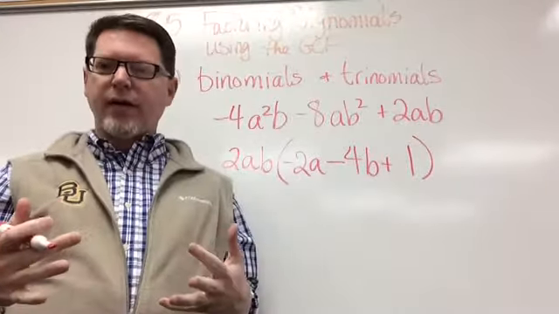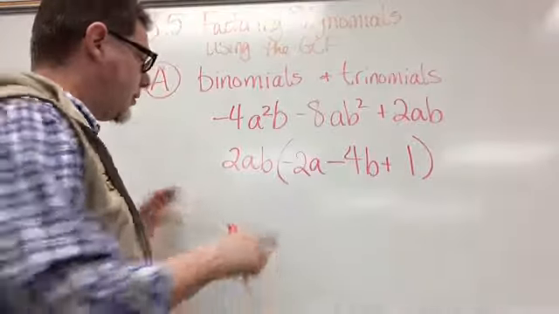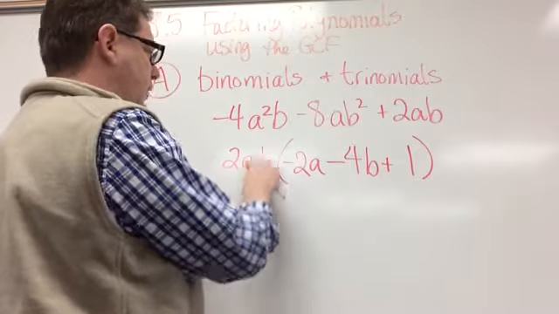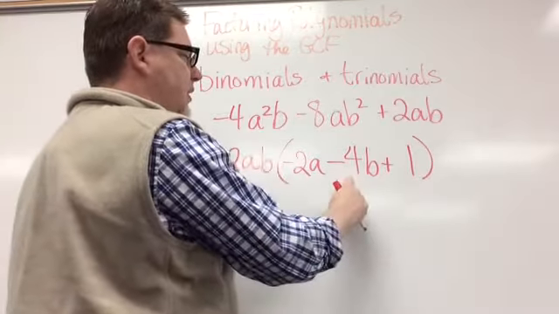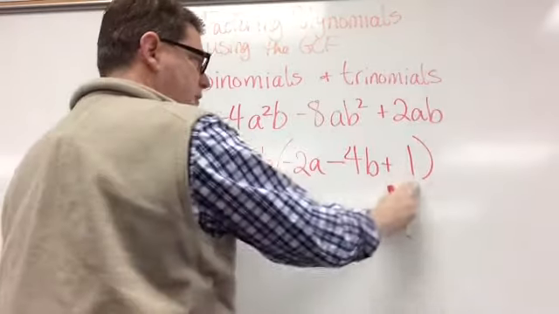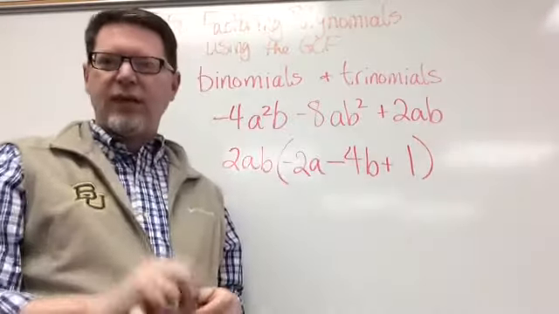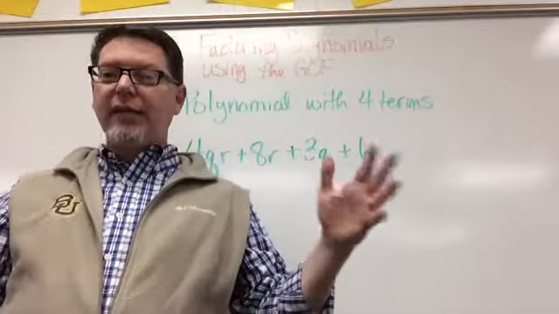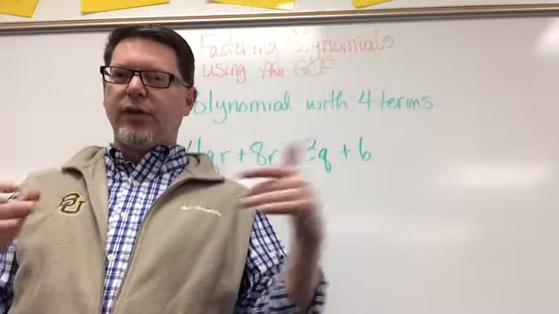Now, if we wanted to work backwards to check this, I could do the distributive property. 2ab times negative 2a is negative 4a squared b. And 2ab times negative 4b is negative 8ab squared. And 2ab times 1 is 2ab. That's always good to check yourself. Go ahead and draw a squiggly line under all of what you've just done, because we're going to go to section B.